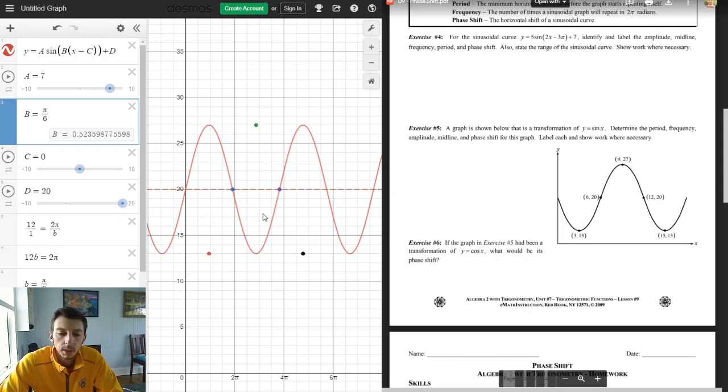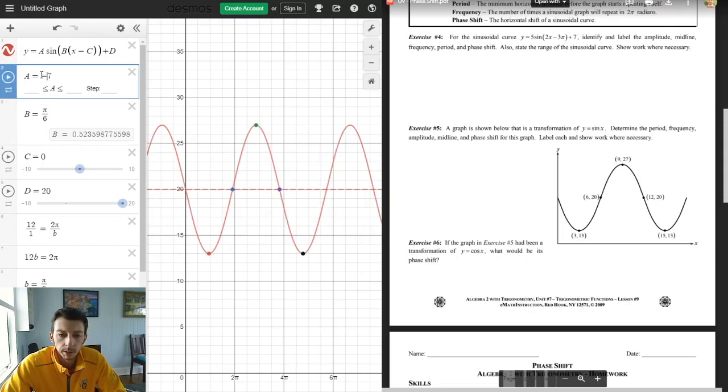Now, it looks like this graph is just flip-flopped a little bit, and it might be a little bit off. Can't really tell at the moment. So I think I'm just going to throw a negative in front, and for your amplitude, you should be able to put a negative and it'll flip that graph upside down. And that's going to get you what you want.